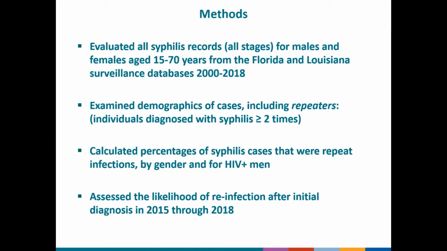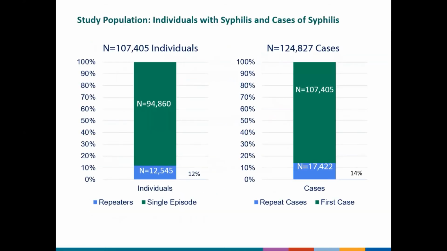And what do we find? In the first graph, on the left side of the page, we see that there were 107,405 individuals diagnosed with syphilis at least once over the 18-year period. 94,860, or 88%, were diagnosed one time. 12,545, or 12%, were repeaters.